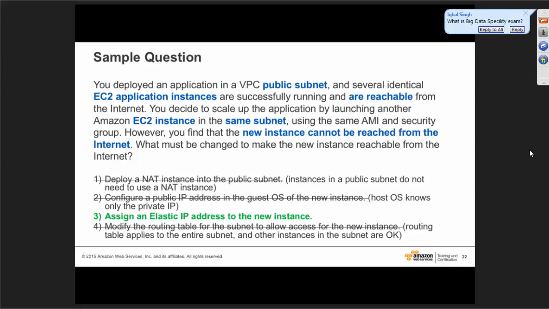What is the big data specialty exam? So there is an exam. We have two, or actually probably more than two now, specialty exams for different things. We have one for big data. So if you are working with any of the big data services in AWS, that is an exam specifically for that.